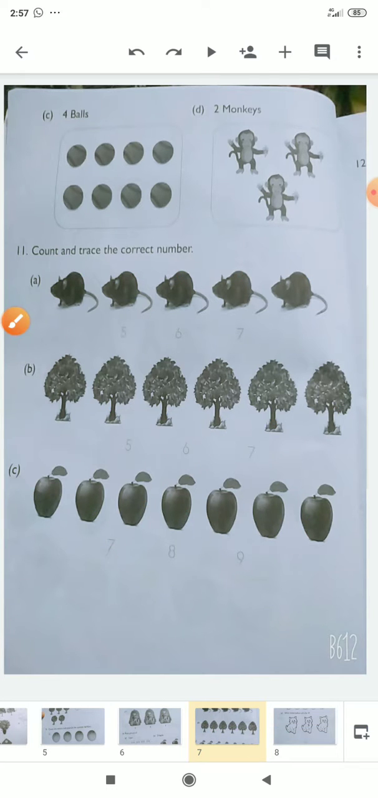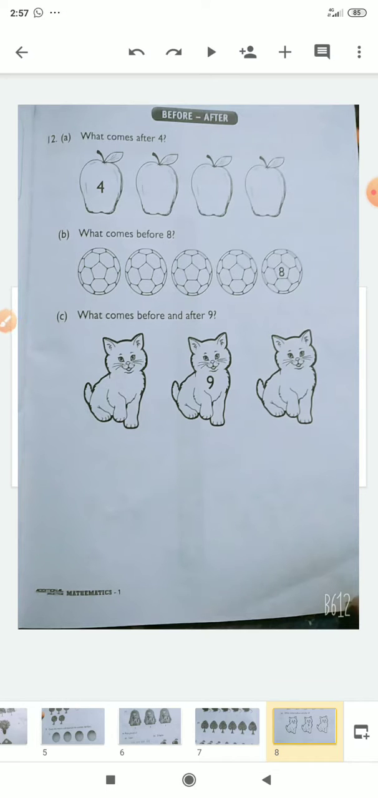Okay children, now last but not least, this is the last page of this chapter. In this chapter we have to start the topic with before and after. Okay, let's start solving the question. In question number 12, A, what comes after 4? So children, here we have objects in the question, so we have to write inside the objects what comes after the given number.